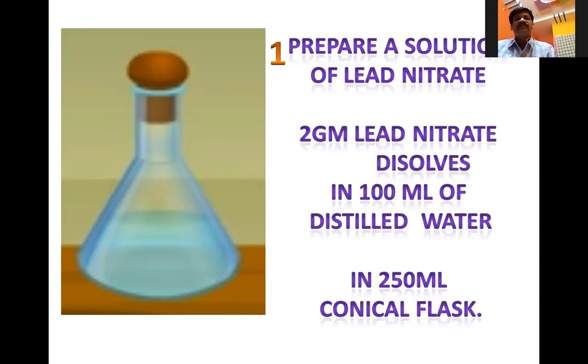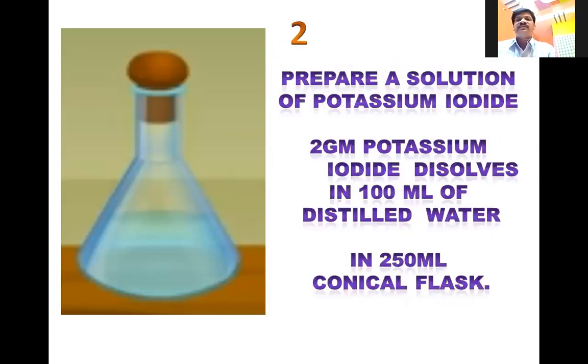The color we observe is colorless. This we note down in our notebook. Observation one: the solution of lead nitrate is colorless. And second, prepare a solution of potassium iodide. Take 2 grams of potassium iodide with the spatula and dissolve it in 100 ml of distilled water in a 250 ml conical flask. We observe that the color is colorless, and note this also.